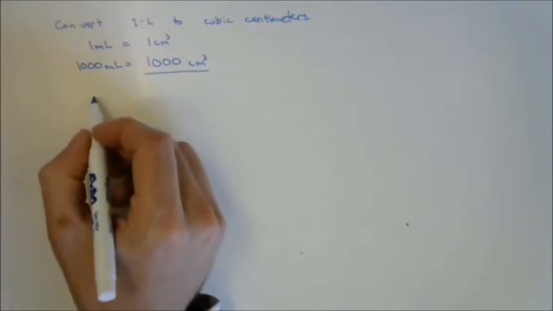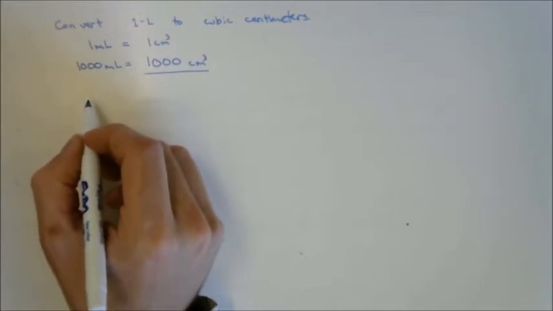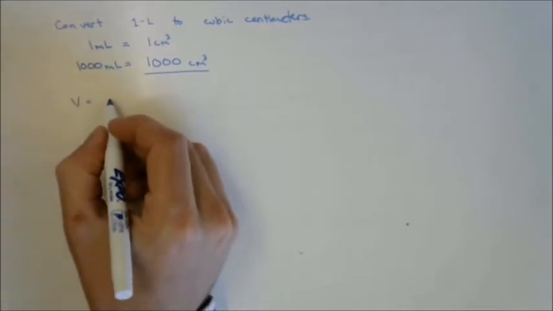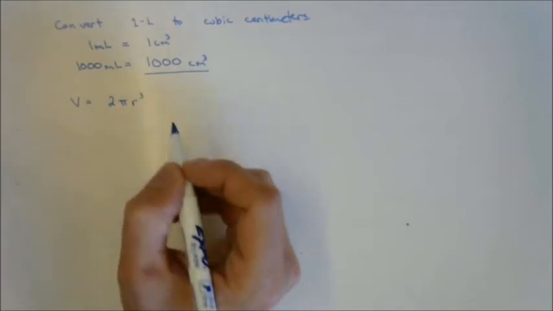We're going to use our formula, and I haven't really derived where that formula actually came from. Maybe I'll do that off to the side in a second. So here's our formula that we said we're going to use: 2 pi r cubed.